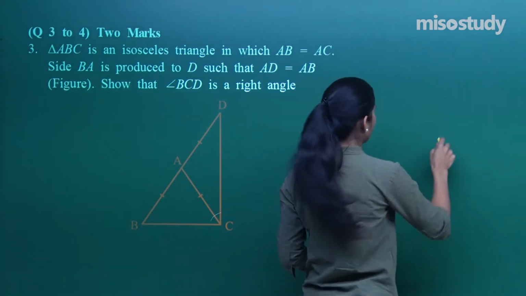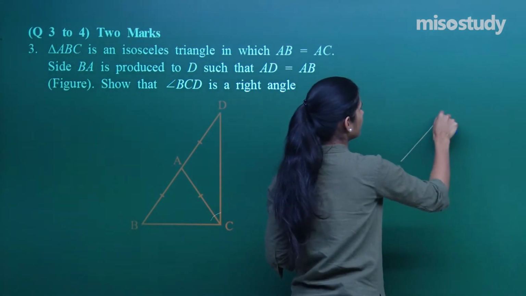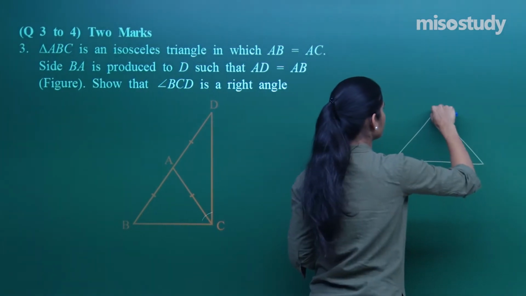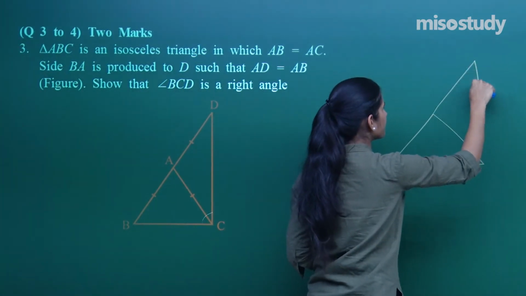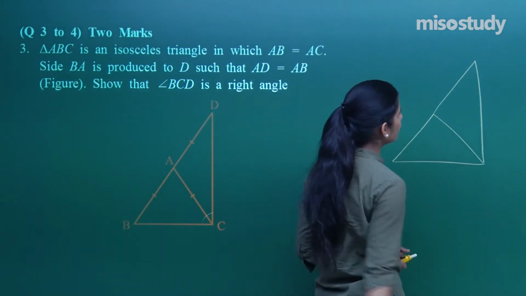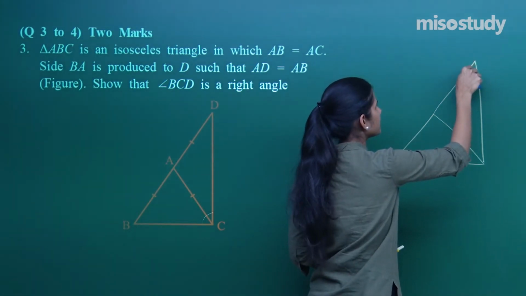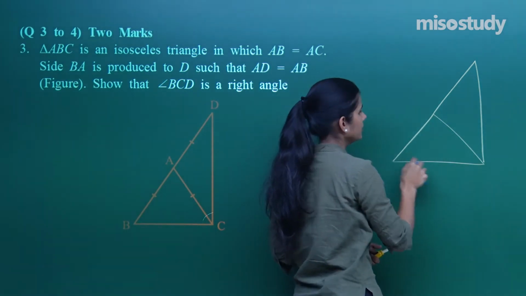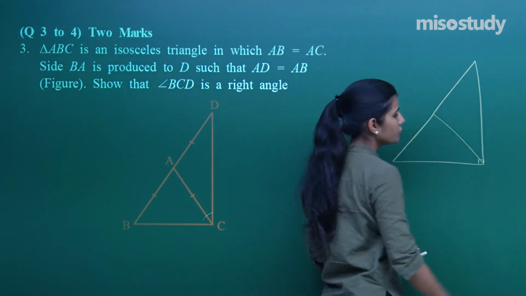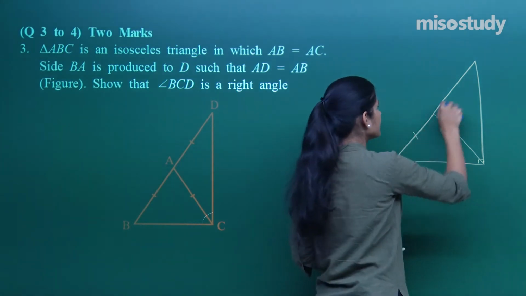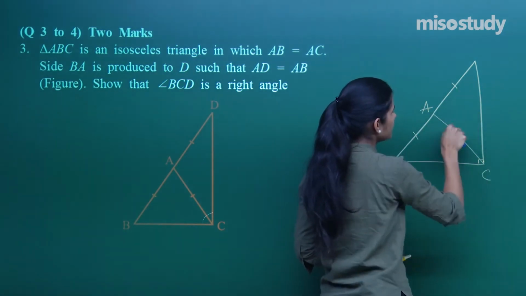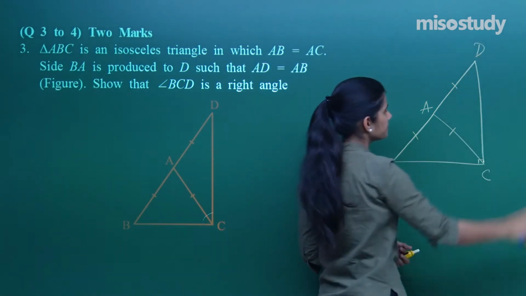So, you actually have such a situation that you are producing this to such an extent and then joining it over here such that what are you getting as a result? This angle should be a right angle. This is given equal to this and this is given equal to this.